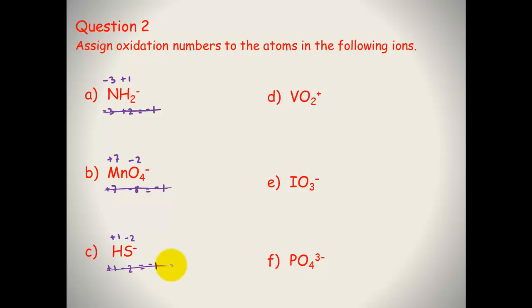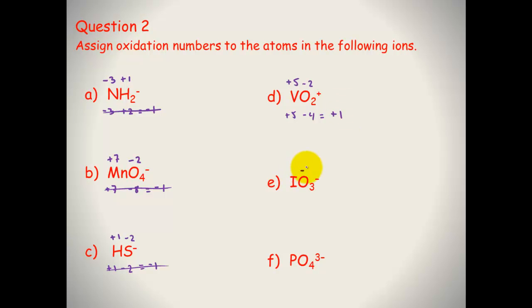So if we have plus 1 minus 2, it equals minus 1. BO2 positive, overall charge of plus 1, so minus 2 for oxygen, minus 2 times 2 is minus 4. So plus 5 minus 4 equals plus 1, sorry. That's me not being able to add up.